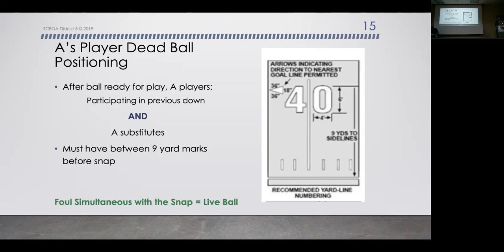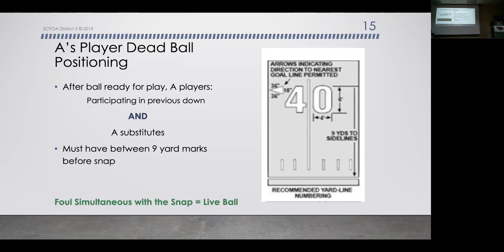If A violates this, it's not a dead ball foul. It's a live ball foul that's simultaneous with the snap, because until the ball is snapped, A can fix this. They could have a guy that didn't get in, and then right before the ball is snapped, he gets in there, then that's fine. So this is a live ball foul that occurs simultaneously with the snap.